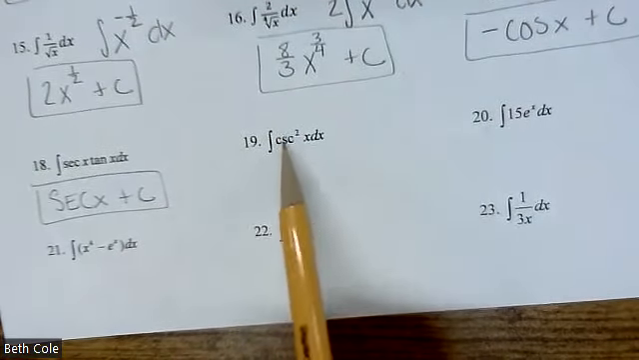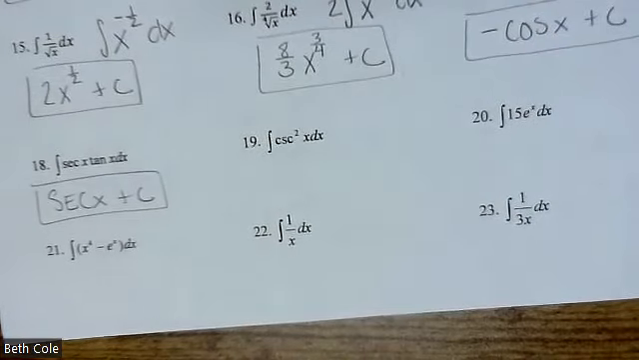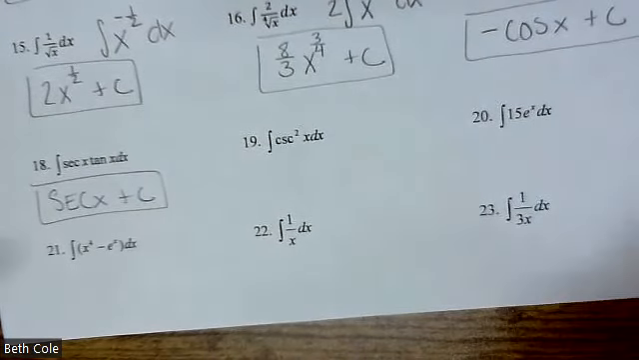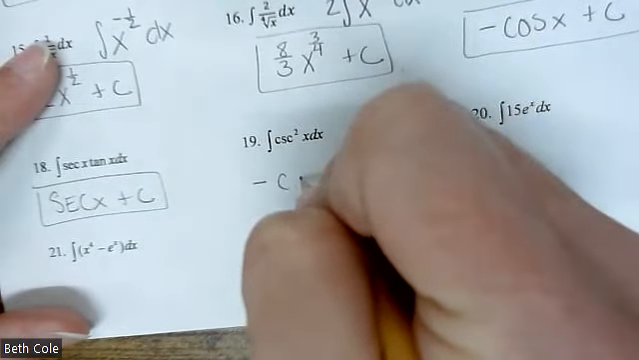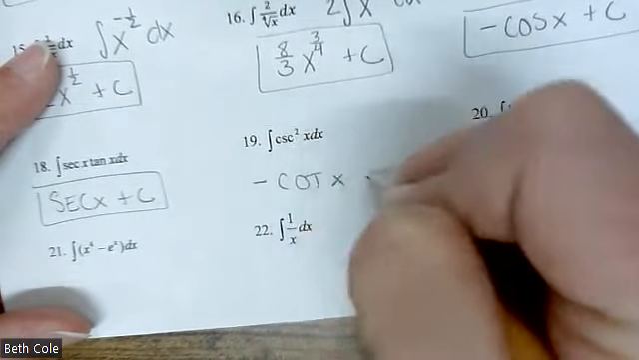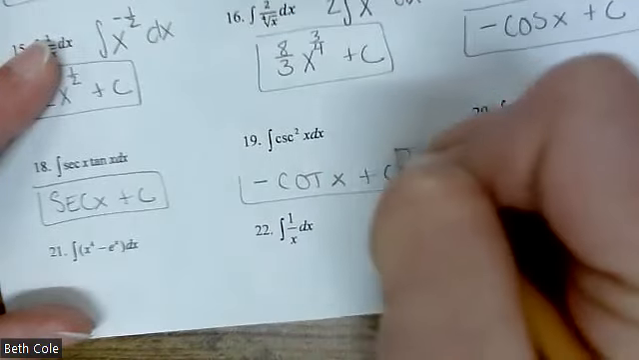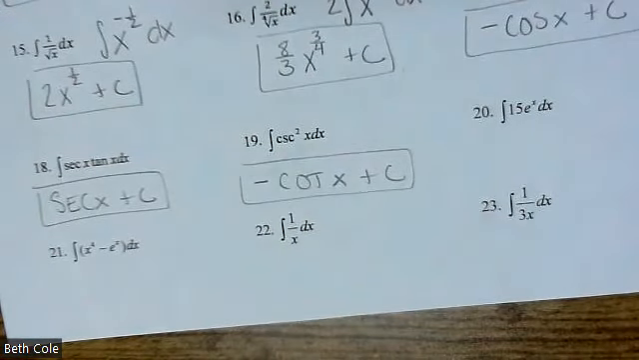So which one has cosecant squared as its derivative? Oh, it will be negative. I think you said it. Cotangent of x plus C. The derivative of cotangent is negative cosecant squared, so you just have to put the negative in there to cancel it out.